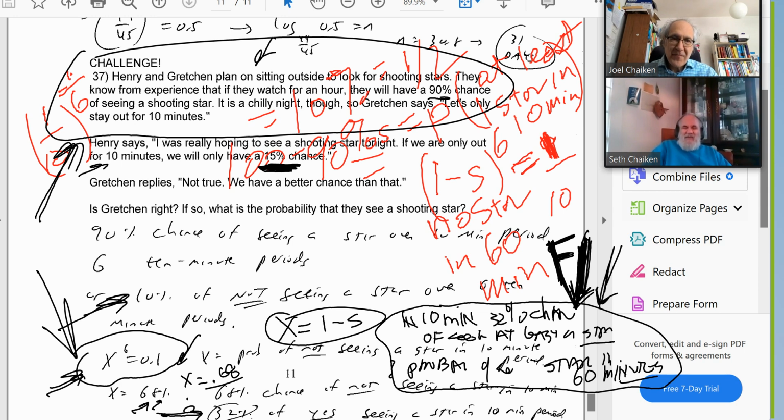So then the probability of not seeing a star is 90%, right? And then raise that to the 6th power, and see how close you get to 1%. You're going to end up getting a lot less than that, so you make your guess bigger. Instead of guessing 10%, you guess 15%.